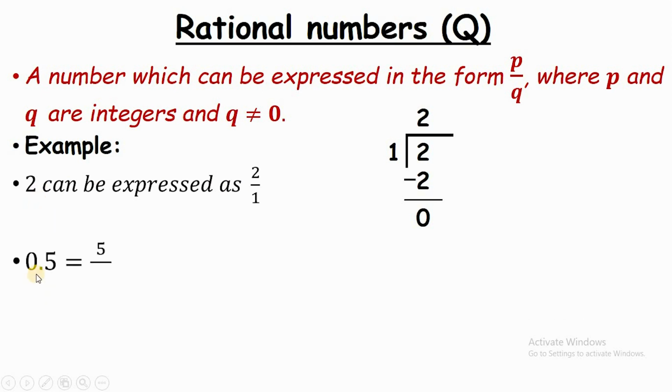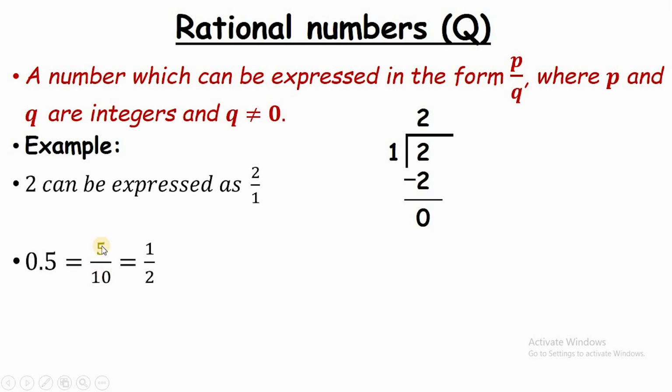Let's take a second example, that is 0.5. Now this is a decimal number and 0.5 can be expressed as 5 by 10, because when you move the point towards the right, then you add a 0 at the denominator. So 5 by 10. Now 5 and 10 have a common factor, that is 5.